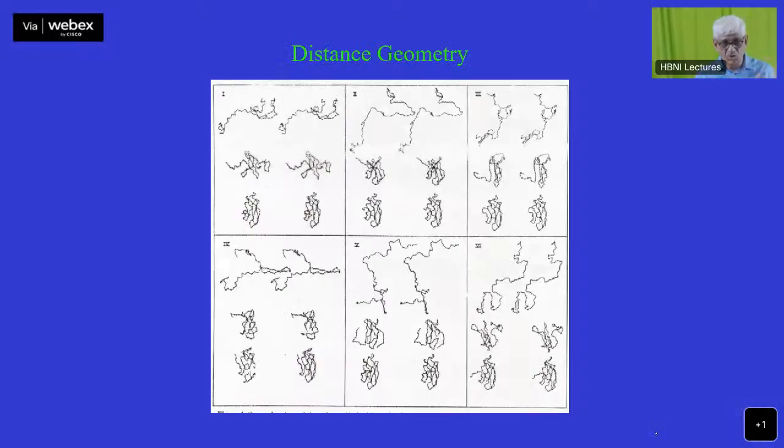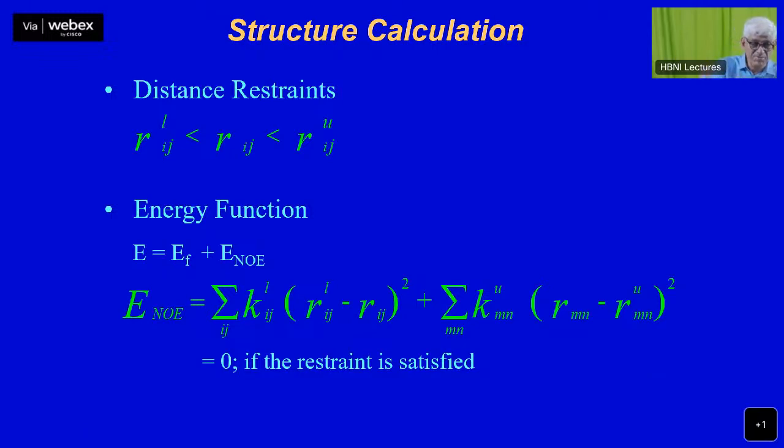Having got all of these distances, now you have to build a model. To calculate the structure, you start with any random structure of the polypeptide chain and put in all your distance constraints. So you have here various kinds of distance constraints, right? This is the lower limit and this is an upper limit for the distance.